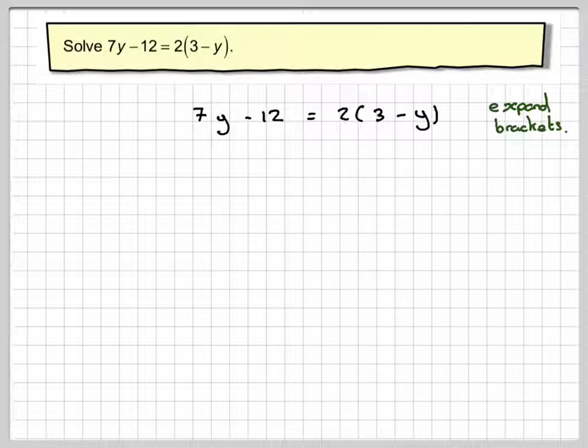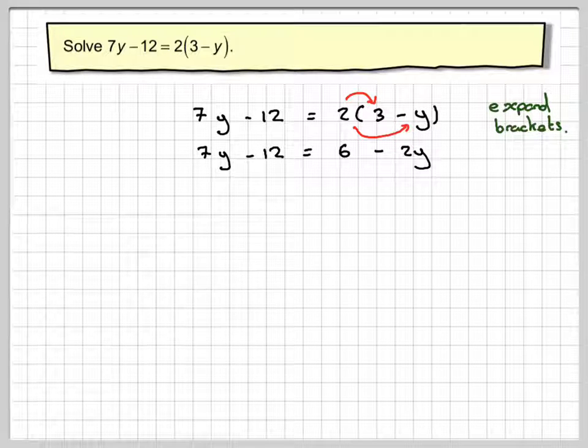So we'll write down 7y minus 12, and that's going to be 2 times 3, which is 6, and then 2 times minus y, which is minus 2y. Remember, when we do equations, whatever we do to one side, we must do to the other.